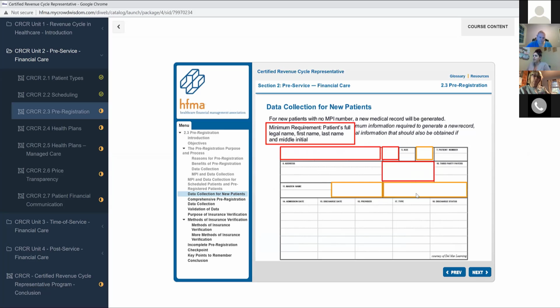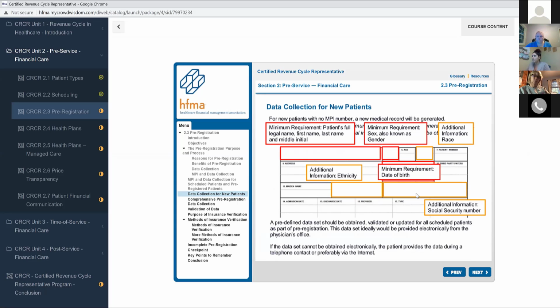A predefined data set should be obtained, validated, or updated for all scheduled patients as part of pre-reg. The data set ideally would be provided electronically from the physician's office. If the data set cannot be obtained electronically, the patient provides the data during a telephone contact or preferably via the internet.